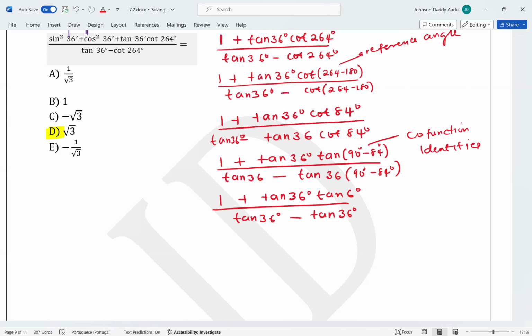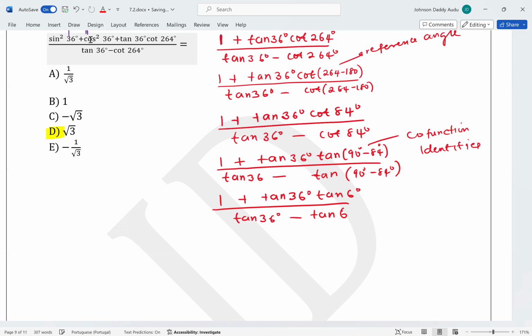This is what is happening here. This is cotan, so there is no tan here. So this is just tan. This now becomes tan of what? Tan of 6, right? Yes, please follow the denominator carefully. Here, what we have is tan 36 minus cotan. All right.